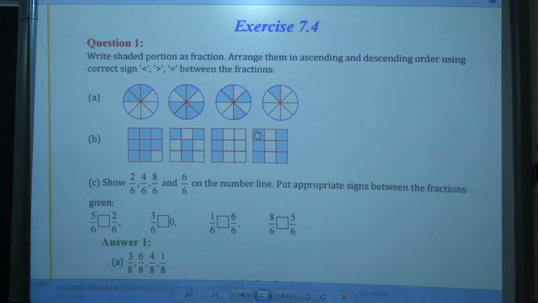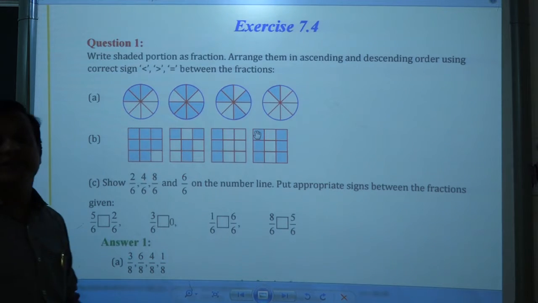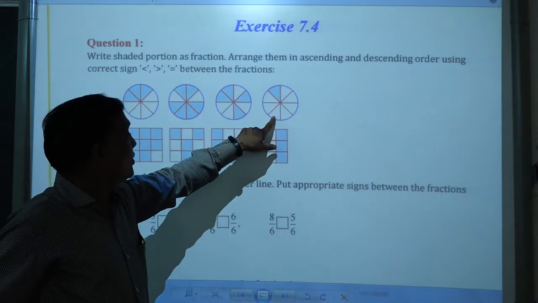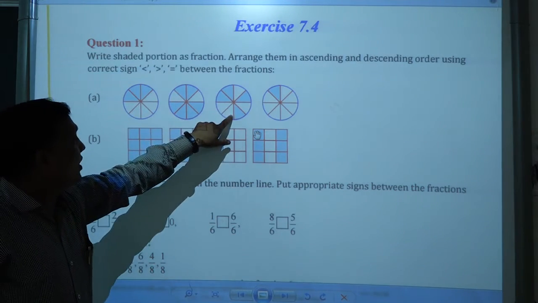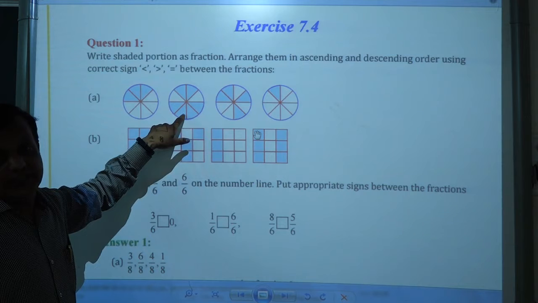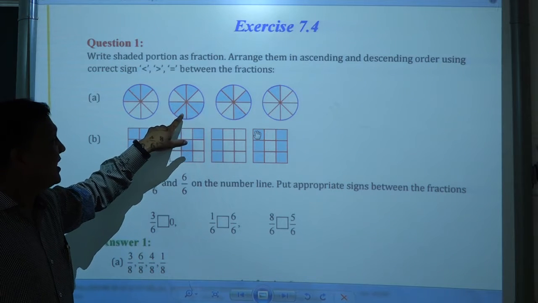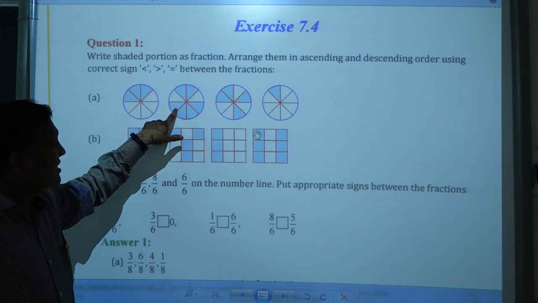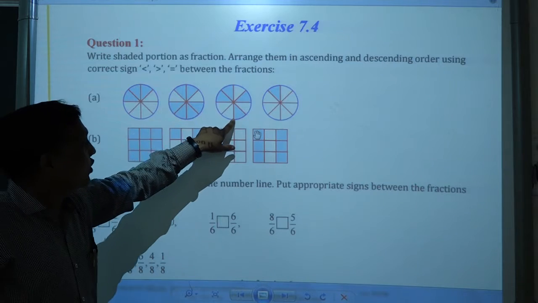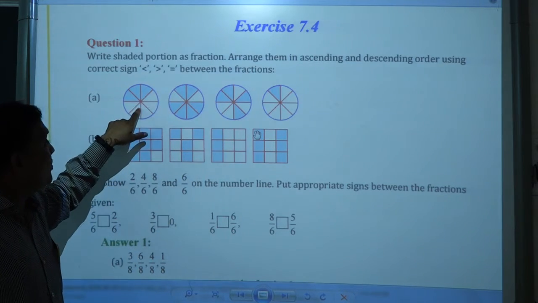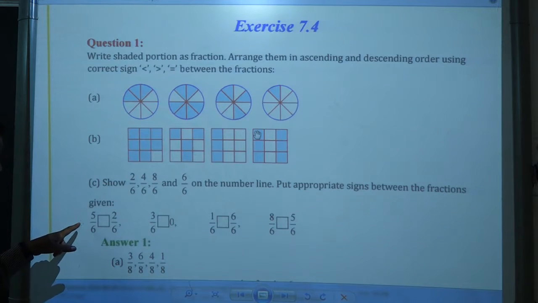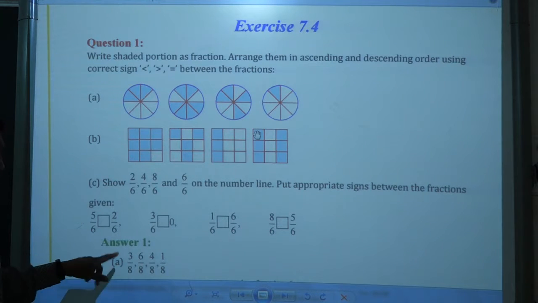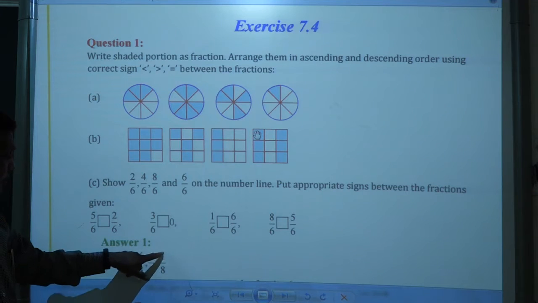So if you arrange it in ascending order, ascending means smaller to bigger: 1 upon 8, 3 upon 8, 4 upon 8, 6 upon 8. This is ascending order. Descending order: 6 upon 8, 4 upon 8, 3 upon 8, 1 upon 8. Here is the given question: 3 upon 8, 6 upon 8, 4 upon 8, 1 upon 8.